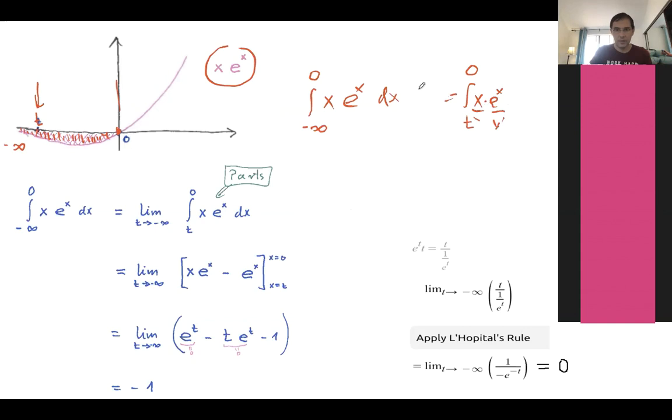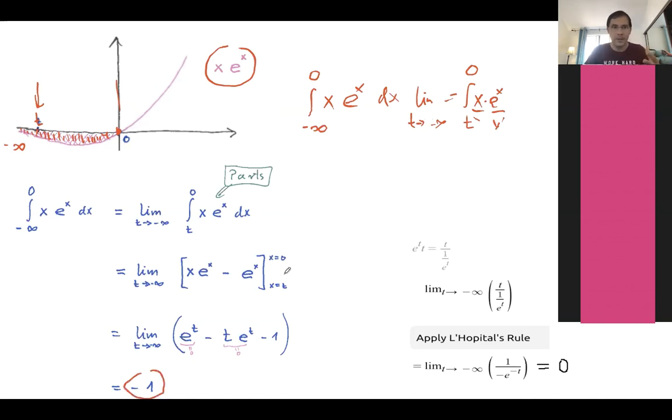And then compute the limit of this when t goes to what value? Negative infinity. Excellent. This is what we want in this example. t goes to negative infinity. Okay, and then you get that. See, and when you do this computation, you get that this is equal to negative 1.